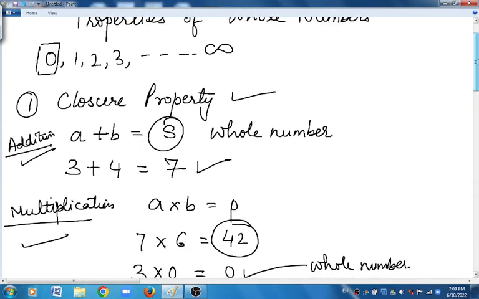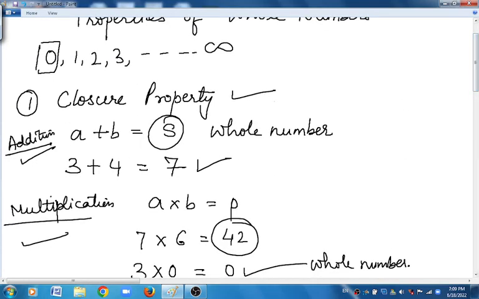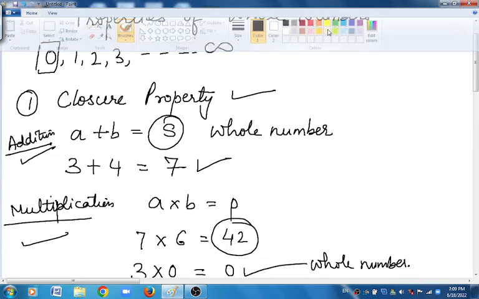So closure property says that when we add two numbers or multiply two numbers, the answer will always be a whole number. Those two numbers which we are adding and multiplying should be whole numbers, and the addition and multiplication of two whole numbers will be a whole number only.